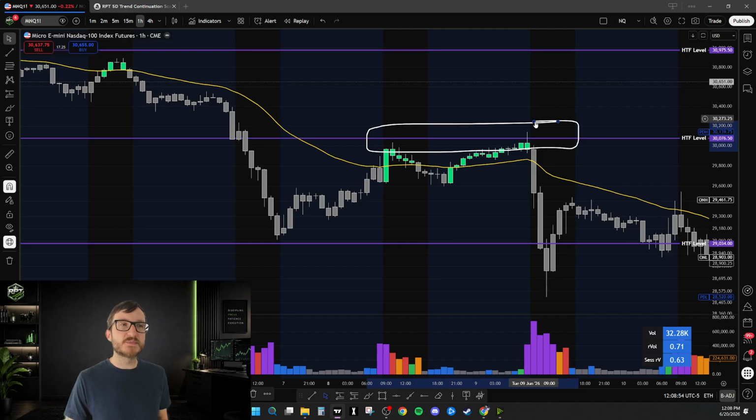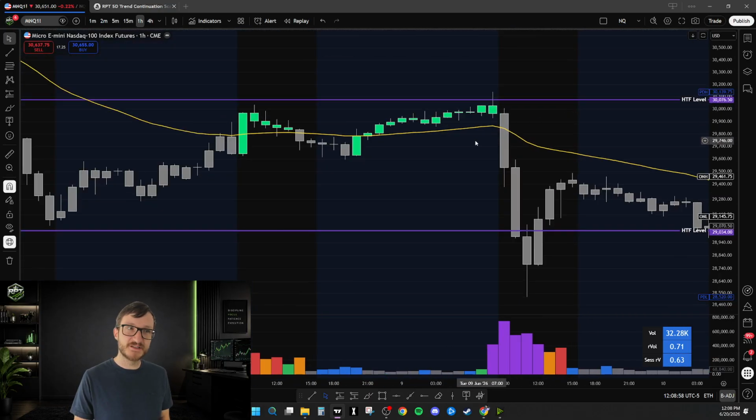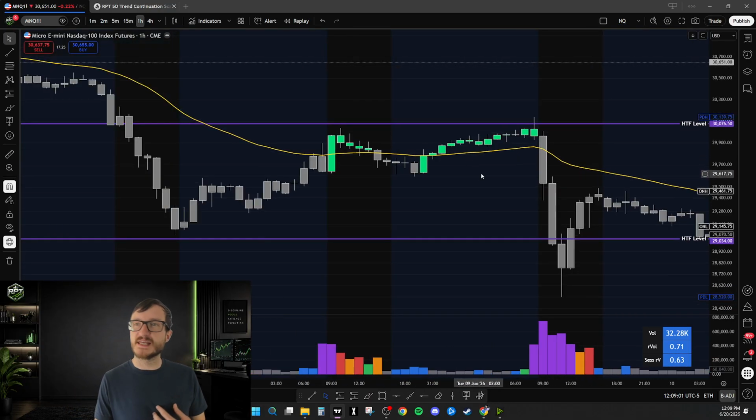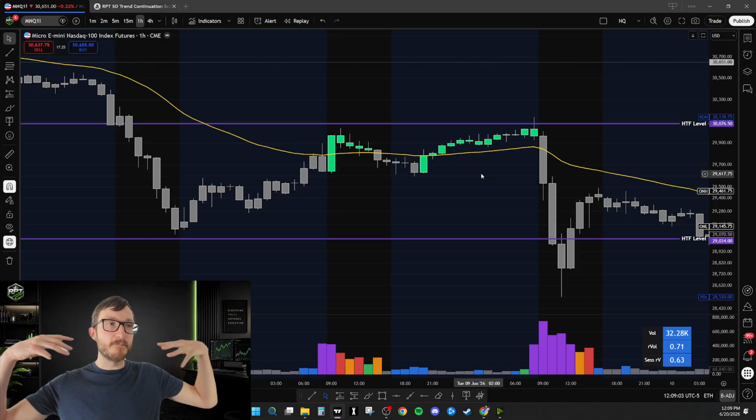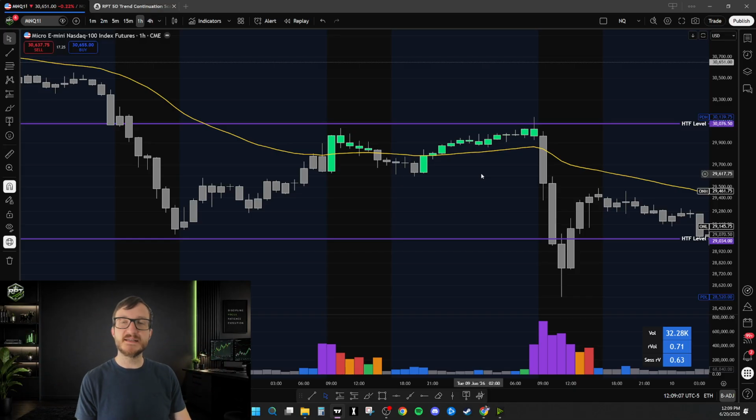So what happened when price couldn't get back above that area? Well, we started to sell off. And that sell off was a ding ding ding, a clear signal for me to get back aligned with the trend, which is short, and take a short directional trade.